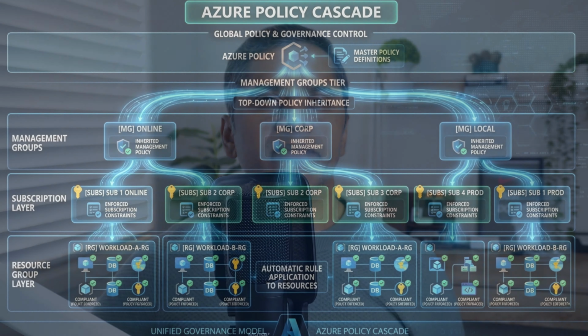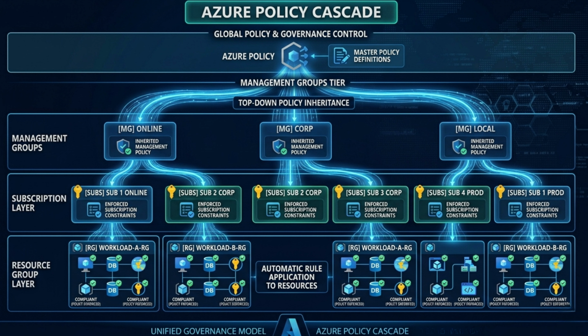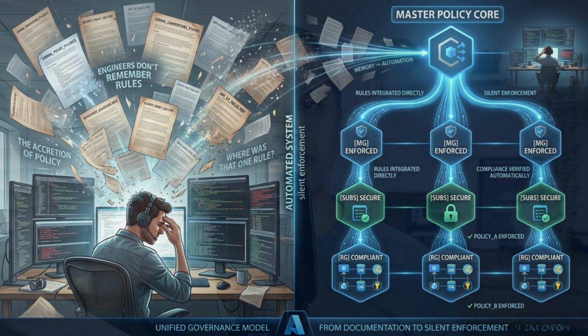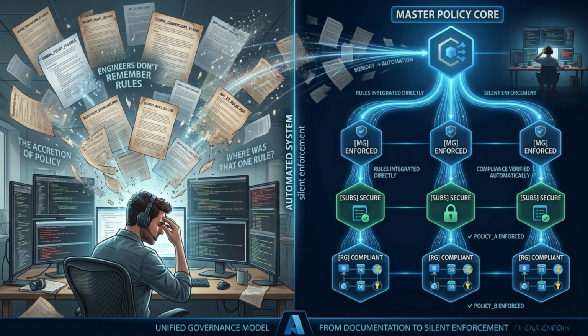Here is where this becomes powerful. Policies don't get applied manually, they cascade. If you enforce only approved regions, every future subscription is compliant by default. If your engineers have to remember rules, they will forget. This is the heart, the hub and spoke networking.